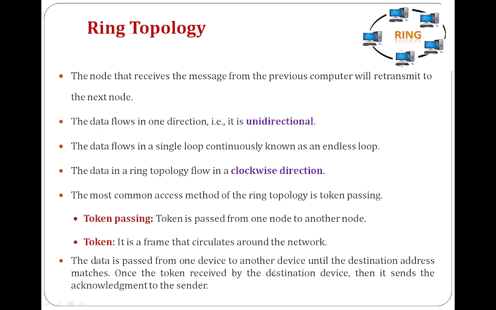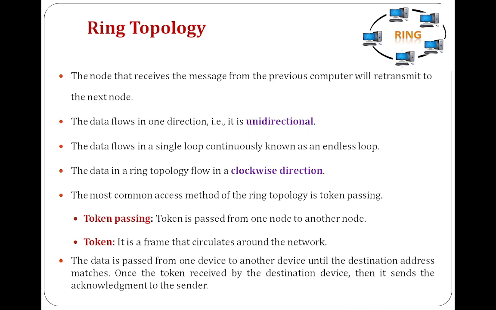And here there is an explanation for that. The data is passed from one node to another device until the destination address matches. Once the token is received by the destination device, it sends the acknowledgement to the sender. So in the network, there is only one important point: acknowledgement or no acknowledgement.